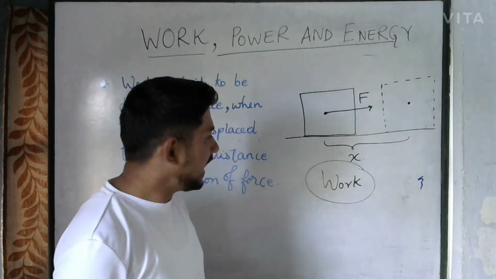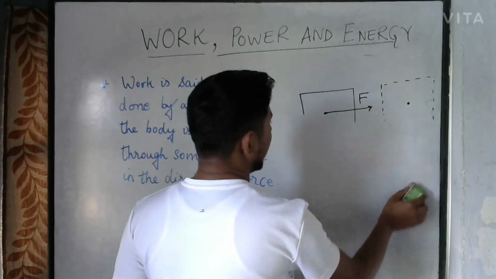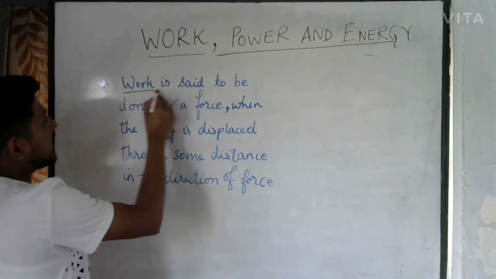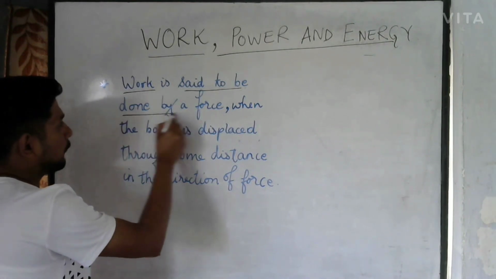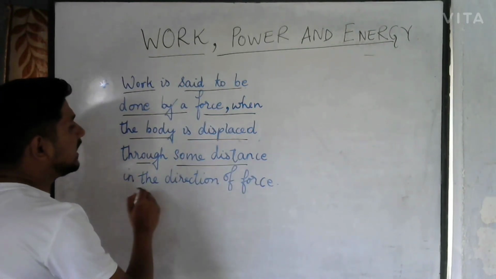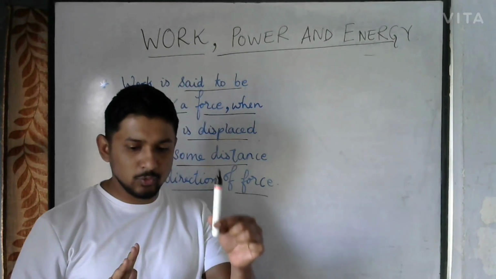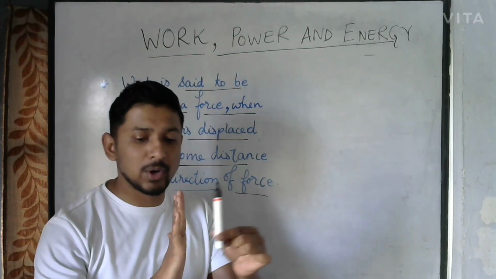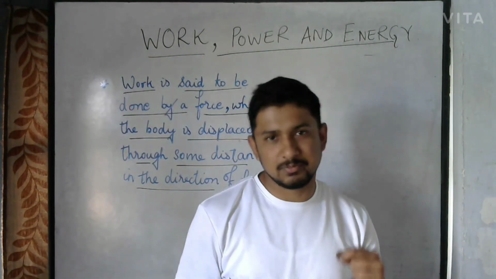Based on this, I have just written the definition. You can pause the video and write down the definition for yourself. Work is said to be done by a force when the body is displaced through some distance in the direction of force. That means if I apply force, अगर मैंने कोई भी object को, suppose ये मेरा wooden block था, मैंने इसको धक्का दिया. If it does not move, that means there is no work. But if it produces a bit of displacement, it is producing something known as work.